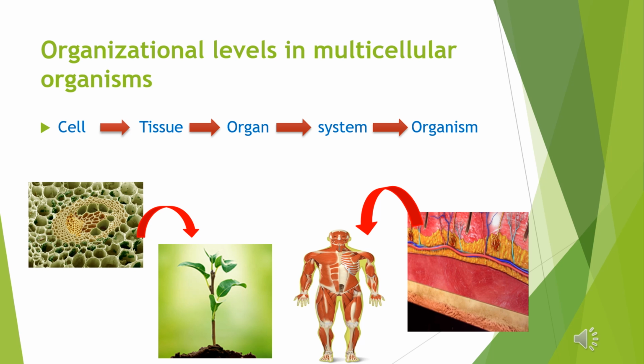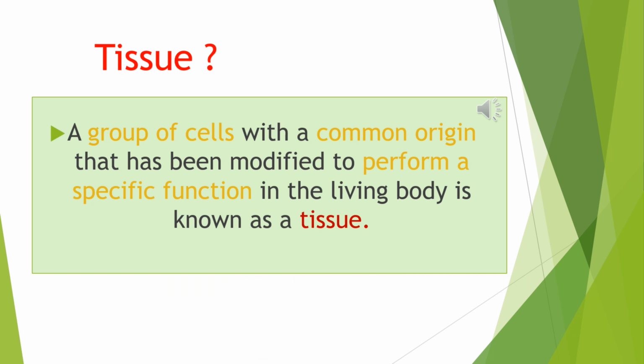A group of cells together is known as a tissue. A collection of tissues forms an organ. A collection of organs forms a system. And systems collectively form an organism, as a plant or animal. In this lesson, we focus on tissues deeply.